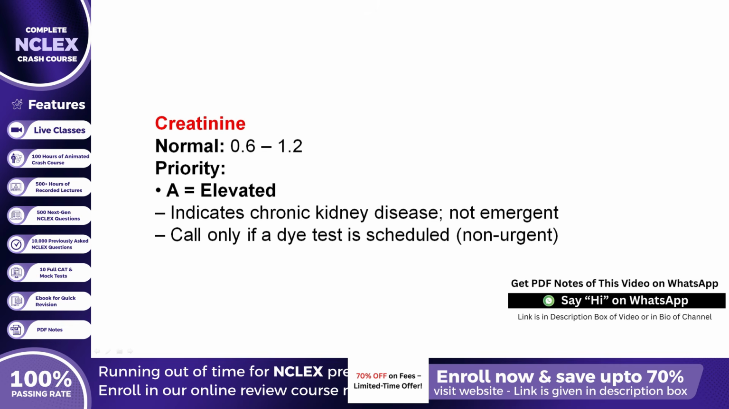Now let us talk about creatinine. The normal range is 0.6 to 1.2. When it comes to priority, A is assigned when creatinine is elevated. This indicates chronic kidney disease and is not emergent. You call the provider only if a dye test is scheduled, and even then, it is considered non-urgent.